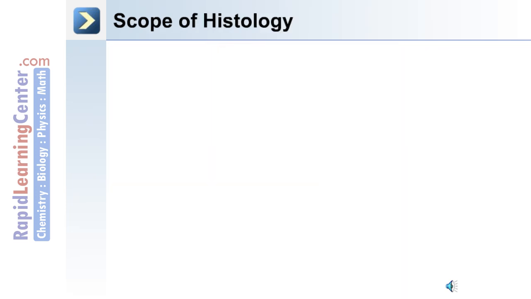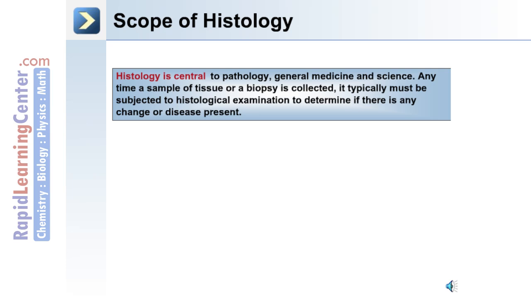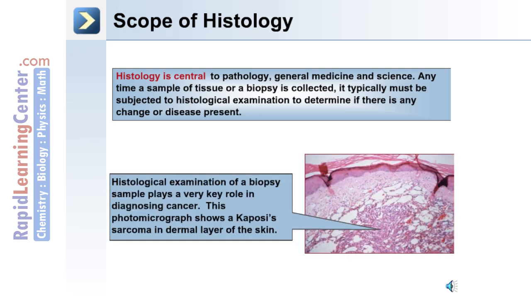The scope of histology. Histology is central to pathology, general medicine, and science itself. Anytime a sample is collected or a biopsy is taken, it typically must be subjected to histological examination to determine if there's any disease or change in the tissue. Histological examination of a biopsy plays a very key role in the diagnosis of cancer.